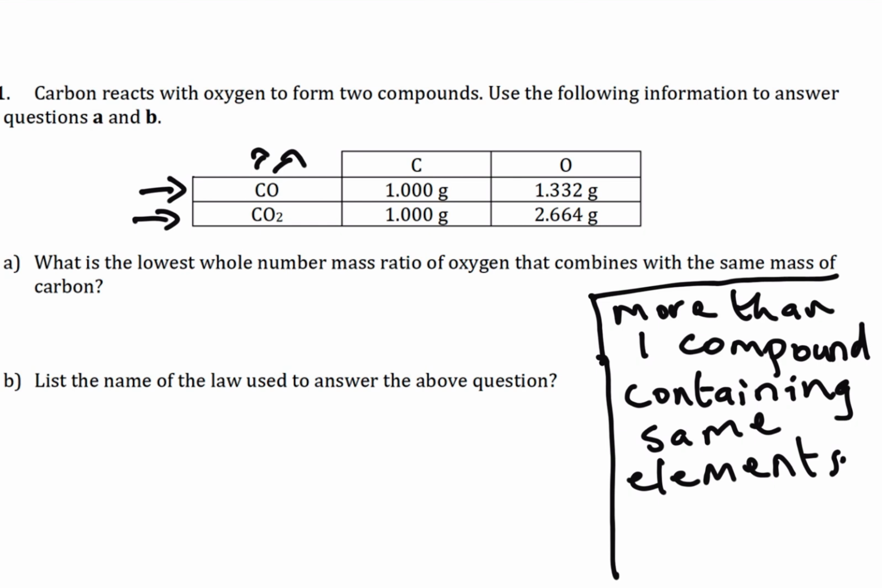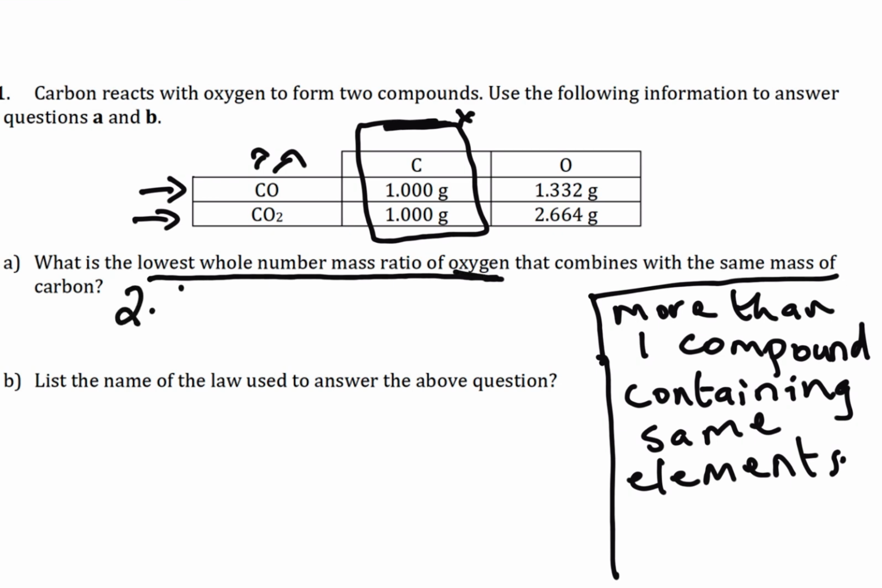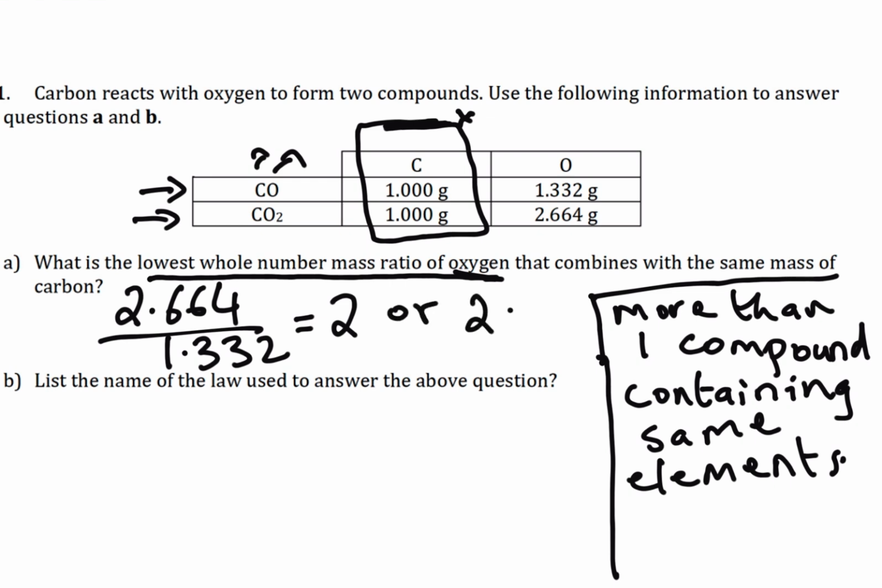Question A: what is the lowest whole number mass ratio of oxygen that combines with the same mass of carbon? When they are asking you in the law of multiple proportions to find the mass ratio, the mass of the other element should be the same. If it is not the same, girls, you make them the same by the conversion factor method that I just told you. But in this case, since it is already given to you that it's the same, you will ignore it, and you will simply divide, because they're asking you for oxygen: 2.664 divided by 1.332, and the answer you get is 2. So the ratio is 2:1.